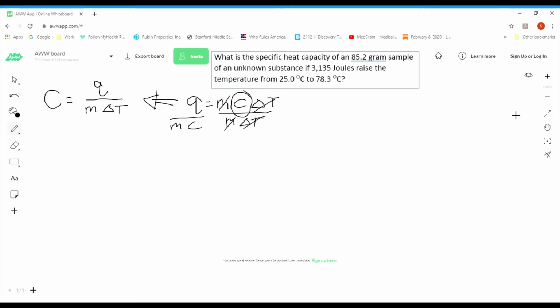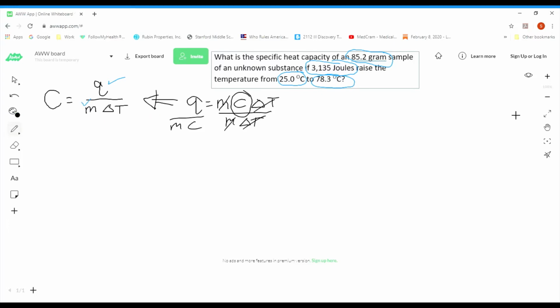Basically, what we need to do here is just plug and chug. Let me change the color of the ink to show our knowns. We're given 85.2 grams, that would be our mass. We're given a Q of 3135 joules, so Q, heat, is in joules. And we're looking for a delta T. For the delta T, we can use 25 degrees Celsius and 78.3 degrees Celsius. That seems to be the battle plan here.